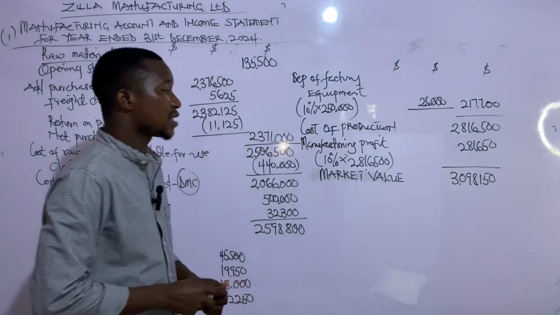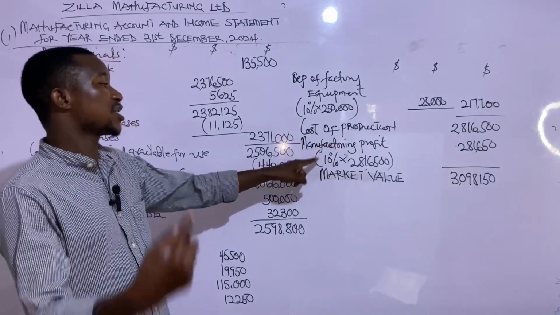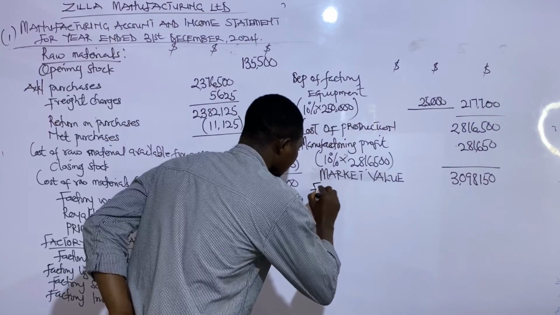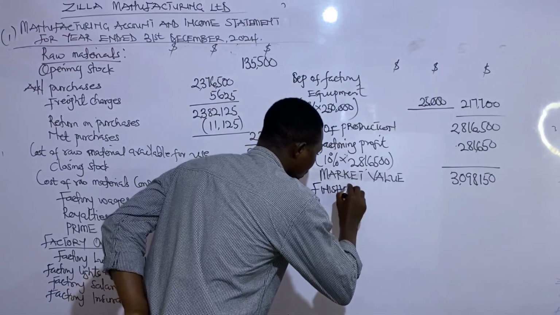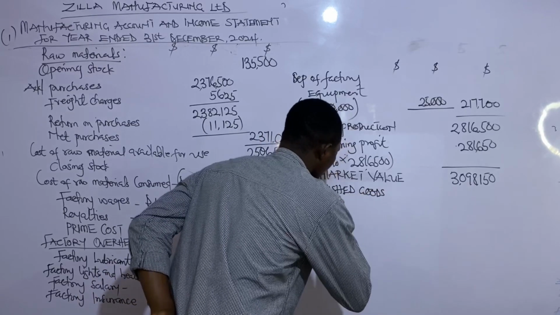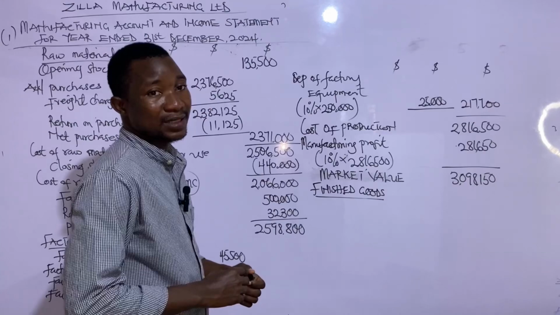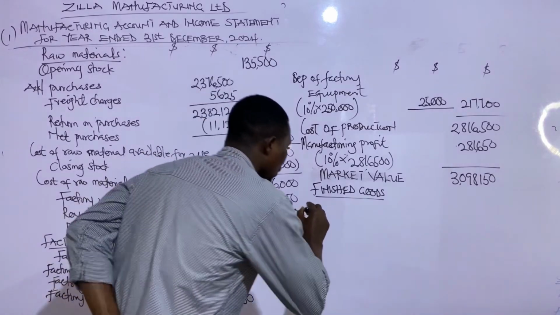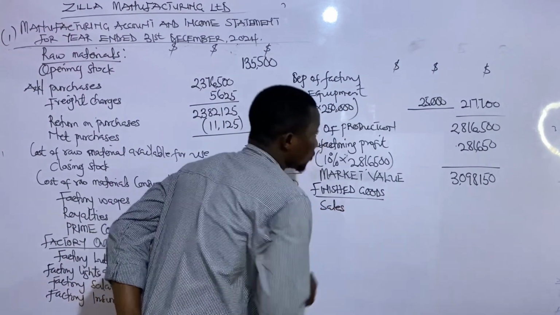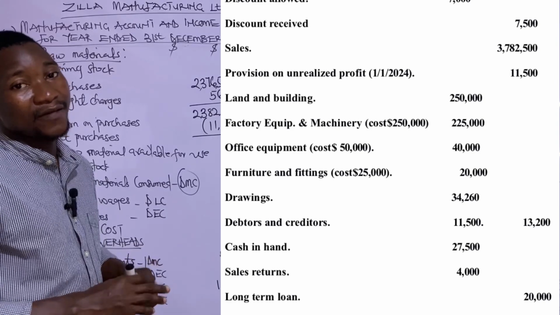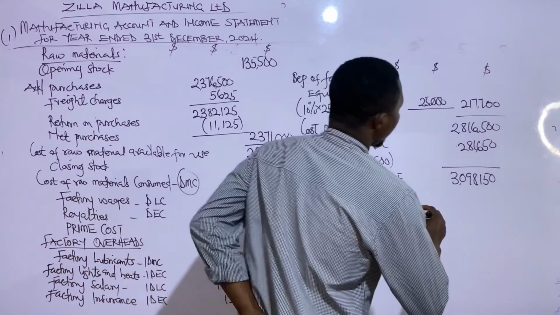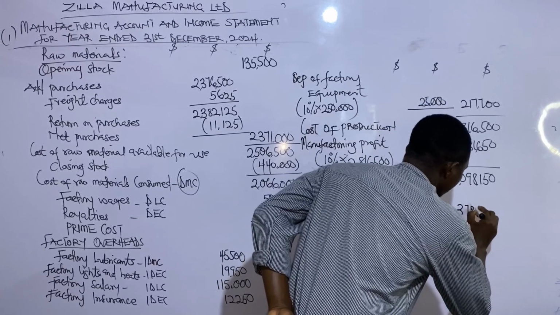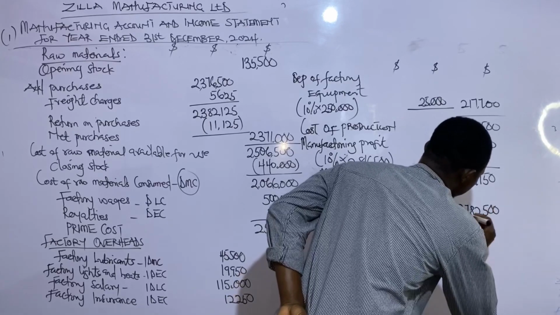Very good. So because there is a manufacturing profit, now we will transfer the market value to the finished goods instead of the cost of production. Is that okay? Then now we are to look at sales, because we are to determine the profit or loss on this transaction. So we begin with our sales. The sales from the question is 3,782,500 as the sales value.